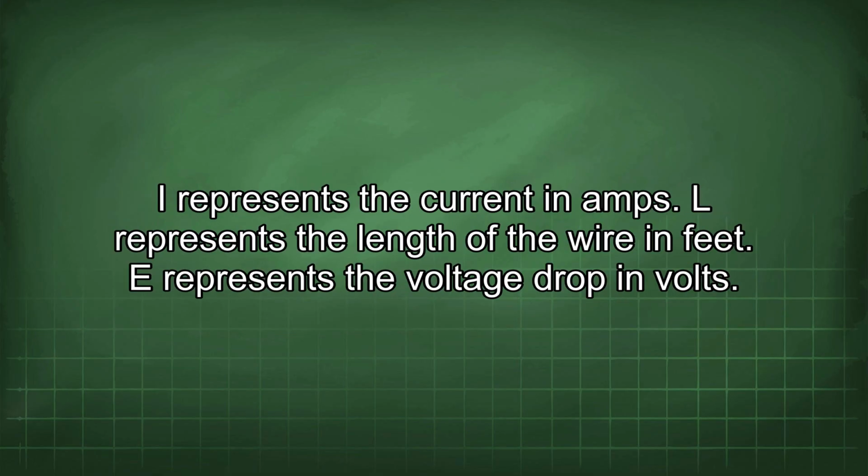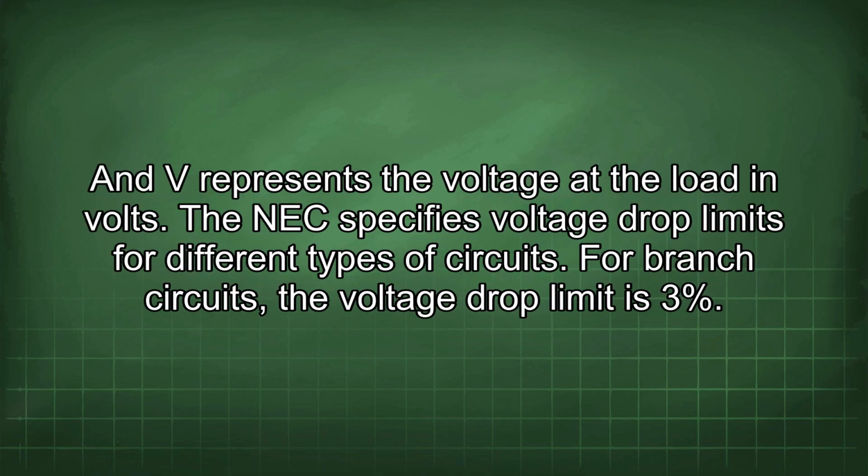I represents the current in amps. L represents the length of the wire in feet. E represents the voltage drop in volts. And V represents the voltage at the load in volts.